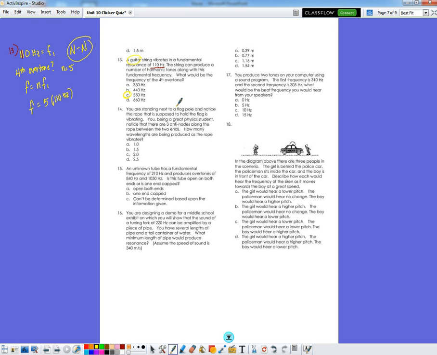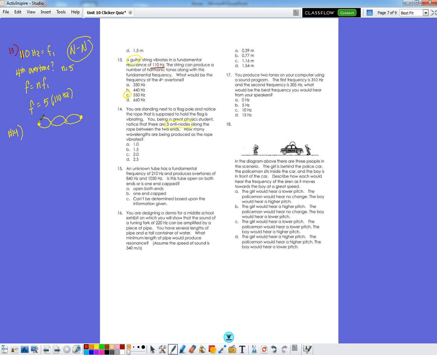Okay, next, number 14. You are standing next to a flagpole and notice that the rope that is supposed to hold the flag is vibrating. You, being a great physics student, notice that there are 3 antinodes along the rope between the 2 ends. So if there's a rope, there are 3 antinodes: 1, 2, 3. How many wavelengths are being produced as the rope vibrates? So it's vibrating like that.